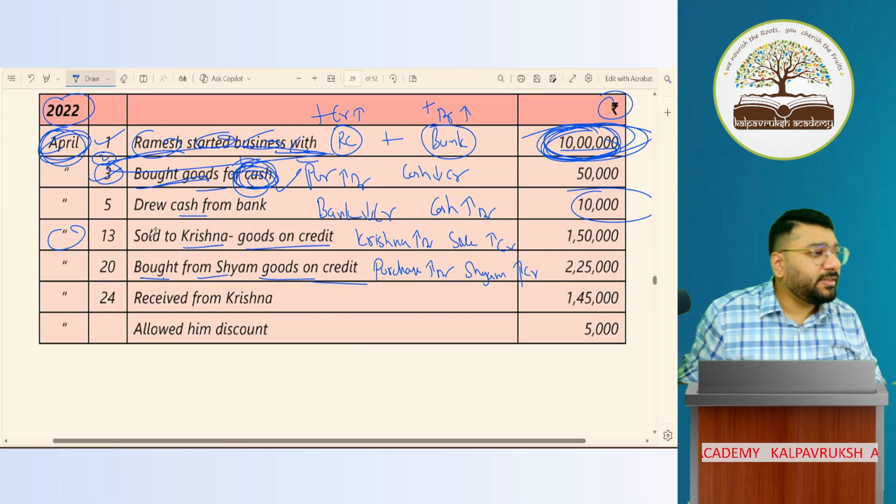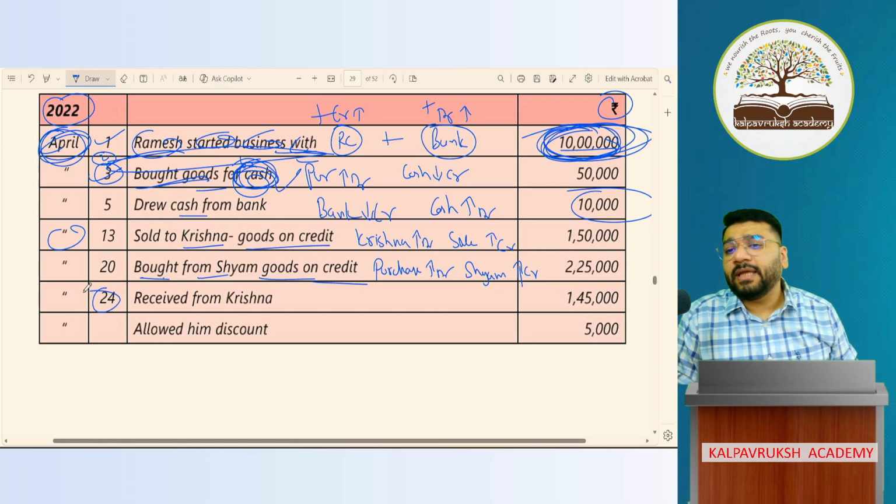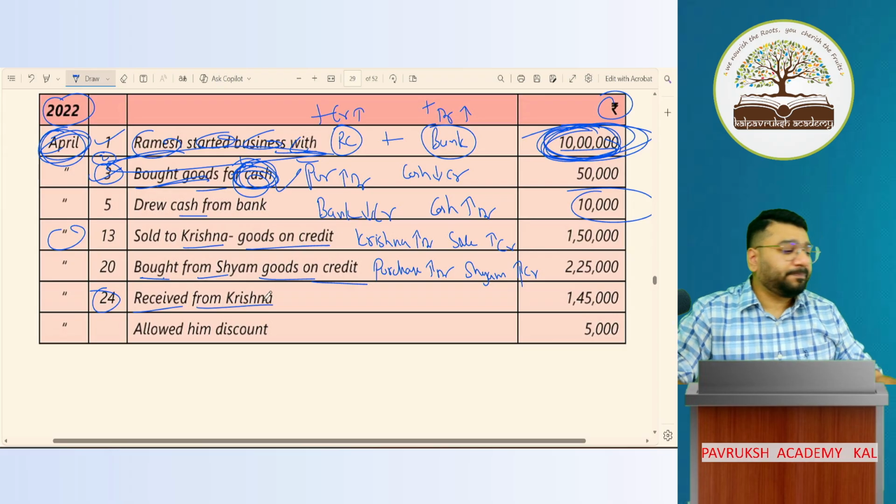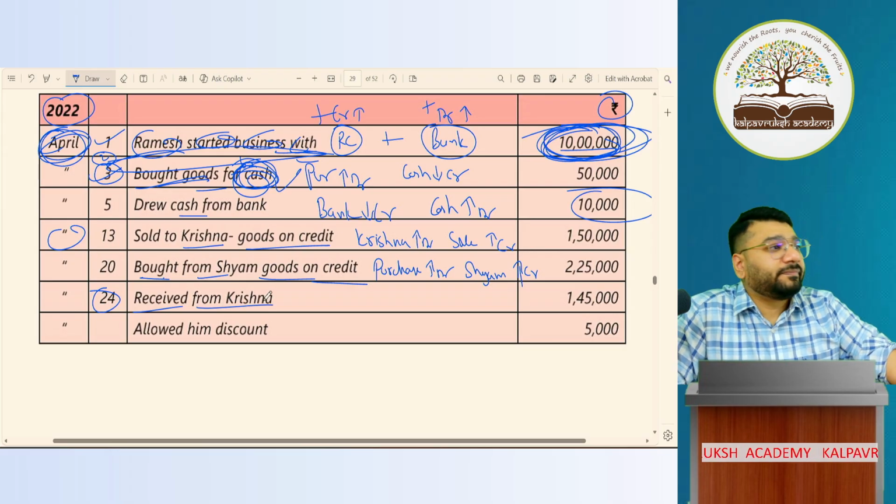Now, is the user doubt solved? Oh, now can I continue? 24th April, received from Krishna. What did we receive from Krishna? Sir, Tirunelveli halwa, sir.